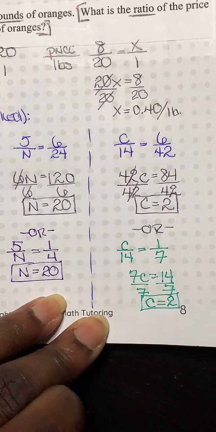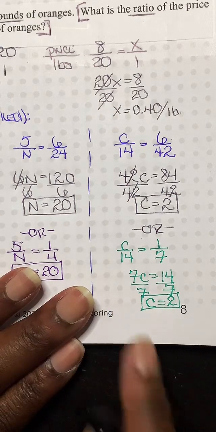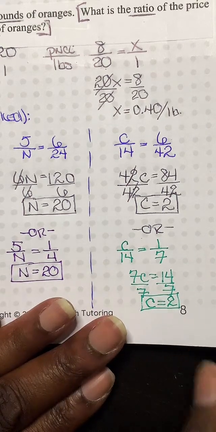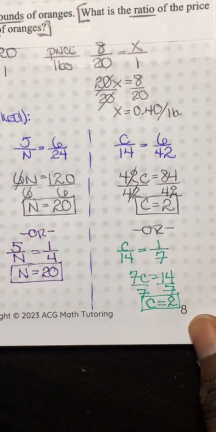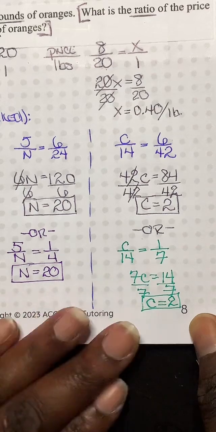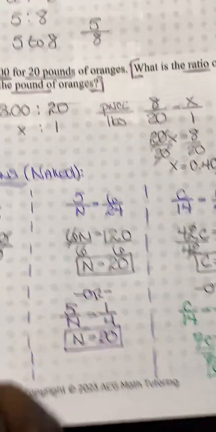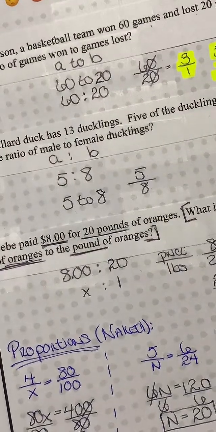All right, so keeping with the theme of proportions. Okay, we're going to keep with the theme. So we talked about ratios. Did a little bit of naked math with the proportions. So now we're going to be looking at word problems.